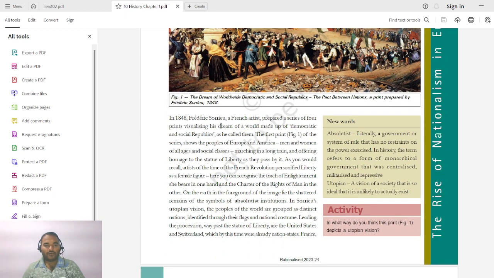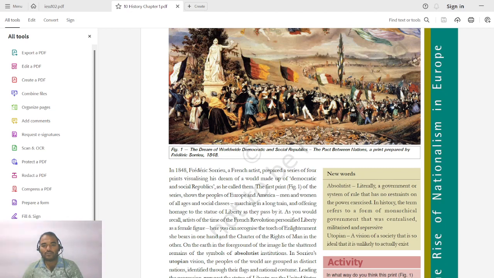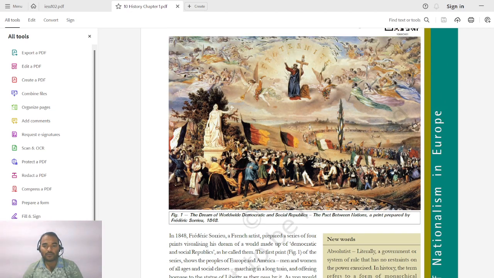In 1848, Frederic Sorrieu, a French artist, prepared a series of four prints visualizing his dream of a world made up of democratic and social republics, as he called them. So you can see over here a picture. This was the picture that Frederic Sorrieu prepared in 1848. What he has done is he has shown a lot of people standing in line, a very huge line, right, across a very big region.